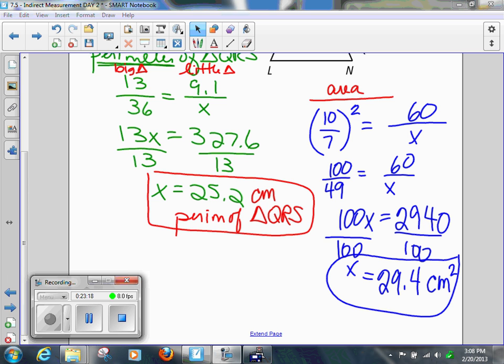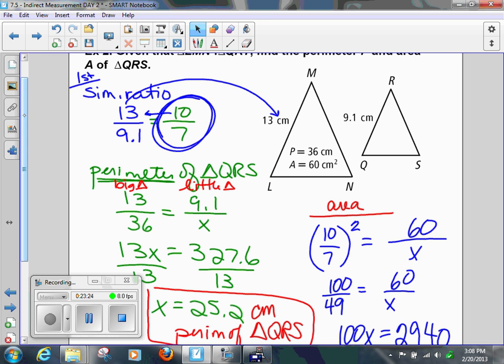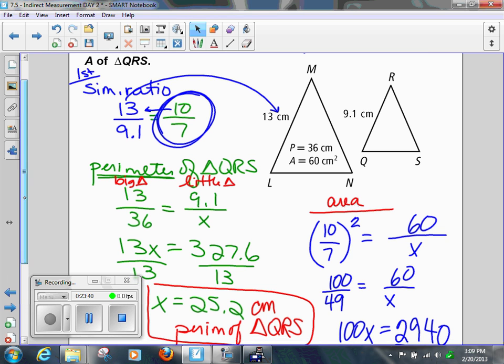Excuse me. Why does 60 go with 10? Because, here we go, watch it again. 10 comes from 13, right? Because I reduced, all we did was simplify. The 13 comes from the big triangle. The area of the big triangle is 60, right? Okay. Questions? Good. Here we go.